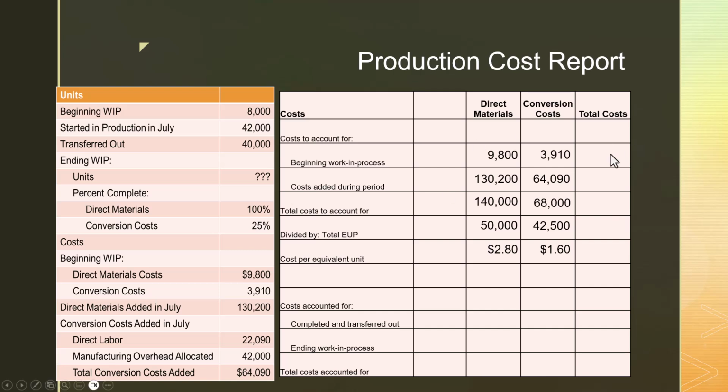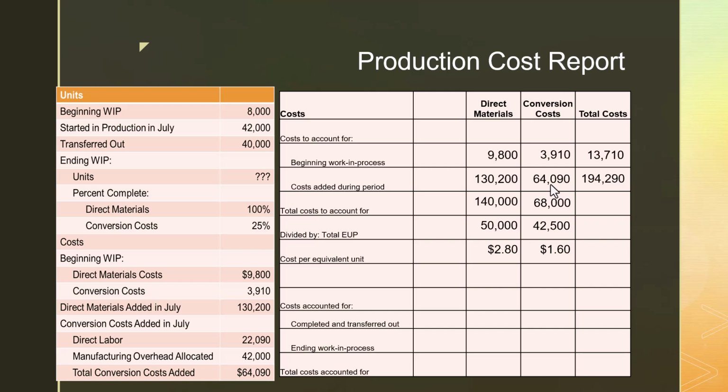So for our total over here, we're going to use these top three spots. The beginning WIP had $9,800 in material costs and $3,910 in conversion costs already committed to it. Therefore, the peanuts in the peanut preparation department when the month of July began had $13,710 worth of costs already committed to them. During the period, we spent $130,200 on materials and $64,090 on conversion costs. So we added a total of $194,290 worth of costs to these peanuts.